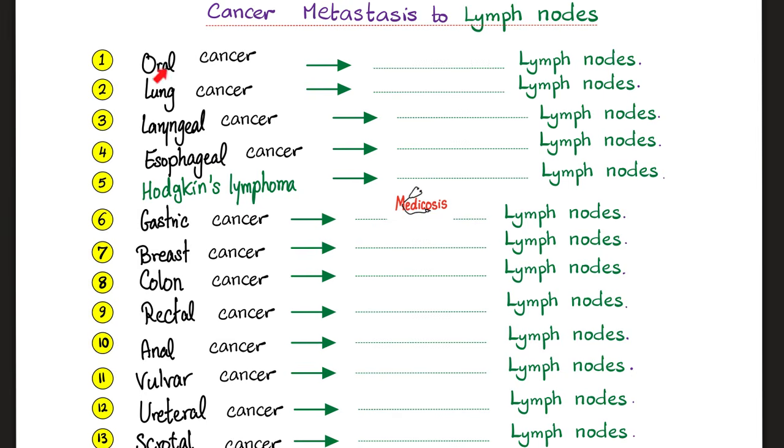And please tell me, if I have oral cancer, where will that metastasize? How about lung cancer? Which lymph node? How about laryngeal cancers? Where do they metastasize? How about ureteral cancer, vulvar cancer, anal cancer, rectal cancer, colon cancer, breast cancer, and scrotal cancer? You'll find the answer to all of these questions in my previous video on the abdomen, which was titled Anatomy of the Abdomen Ultimate Review, which is video number 2 in our discussion of anatomy.